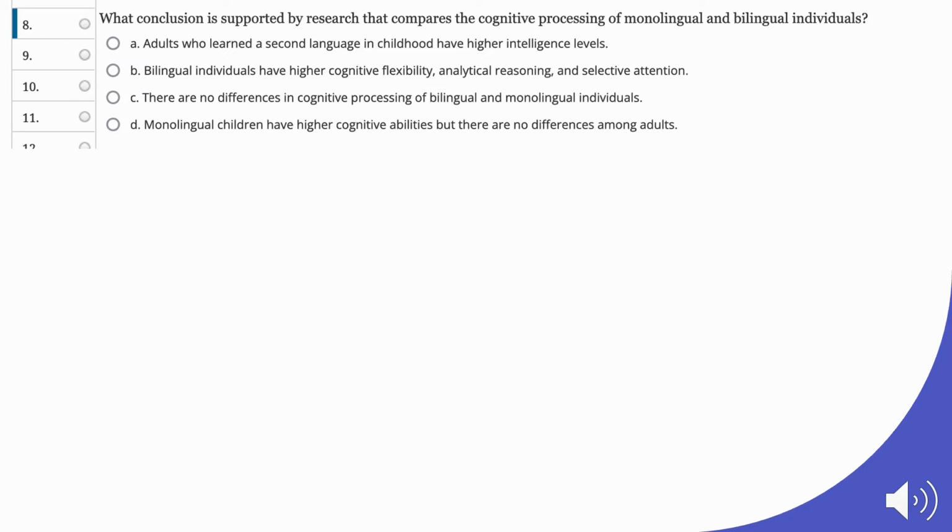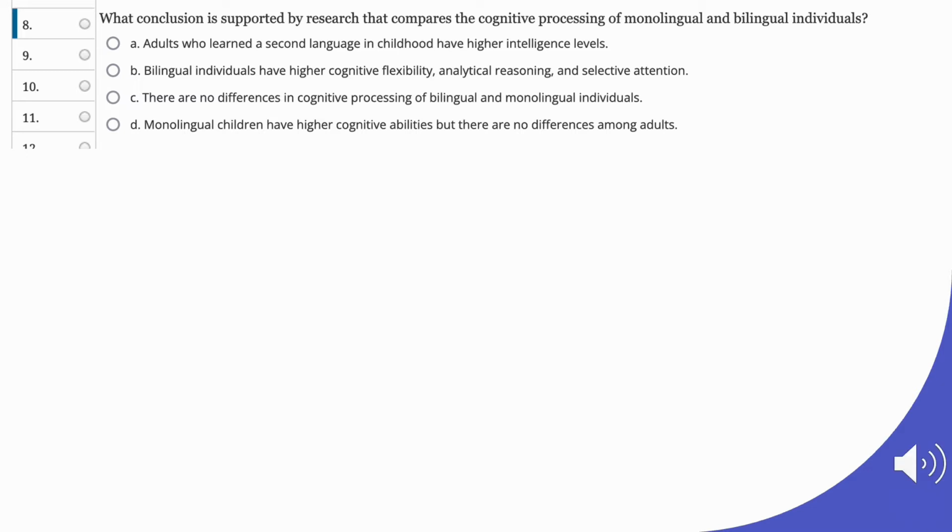Question 8. What conclusion is supported by research that compares the cognitive processing of monolingual and bilingual individuals? A. Adults who learned a second language in childhood have higher intelligence levels. B. Bilingual individuals have higher cognitive flexibility, analytical reasoning, and selective attention. C. There are no differences in cognitive processing of bilingual and monolingual individuals. D. Monolingual children have higher cognitive abilities but there are no differences among adults.